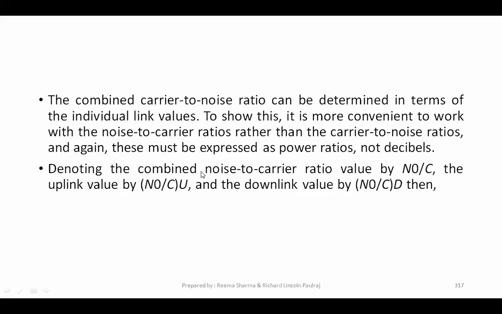Denoting the combined noise to carrier ratio by N naught by C, because we are now referring to noise to carrier, this noise to carrier ratio actually becomes your N naught by C rather than the carrier to noise ratio C by N naught. So the value for the uplink is (N naught by C) with U referring to uplink, and D referring to your downlink.